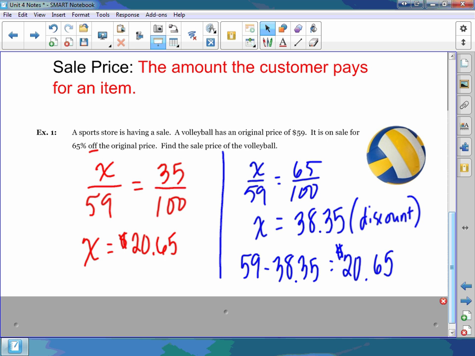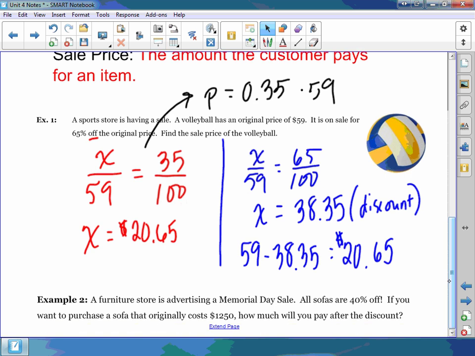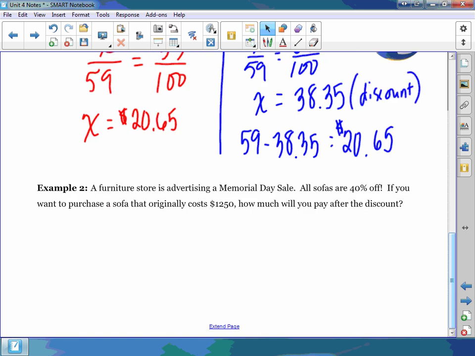And some of you might have used an equation here. That's fine. If you're going to use an equation the way Mara described it, you're looking at finding the part. I don't know what that is. I know the decimal version of the percent is 0.35, and I know it's times 59. So that works out nice. So I would like you to have both ways in your notes just so you get exposure to that. Let's try this next one then. You don't have to do this both ways, just any way.